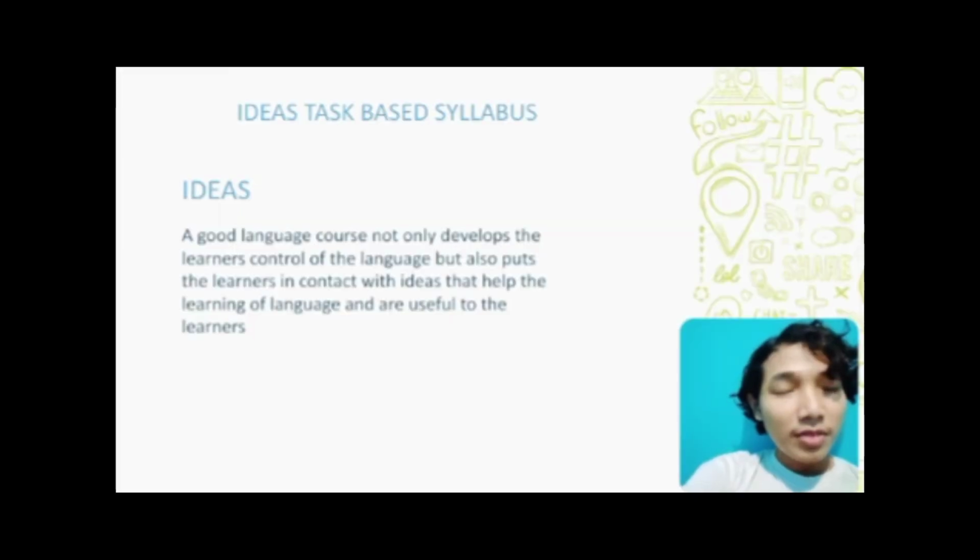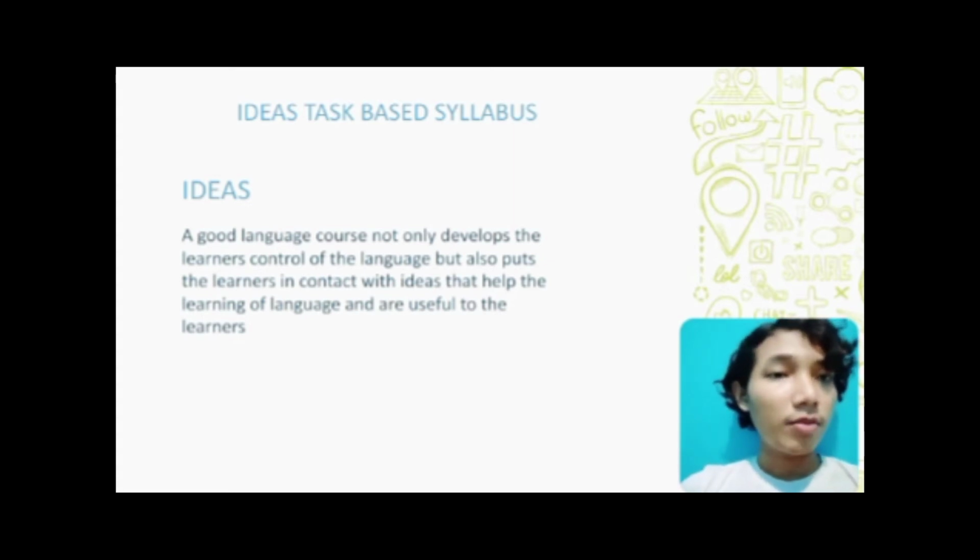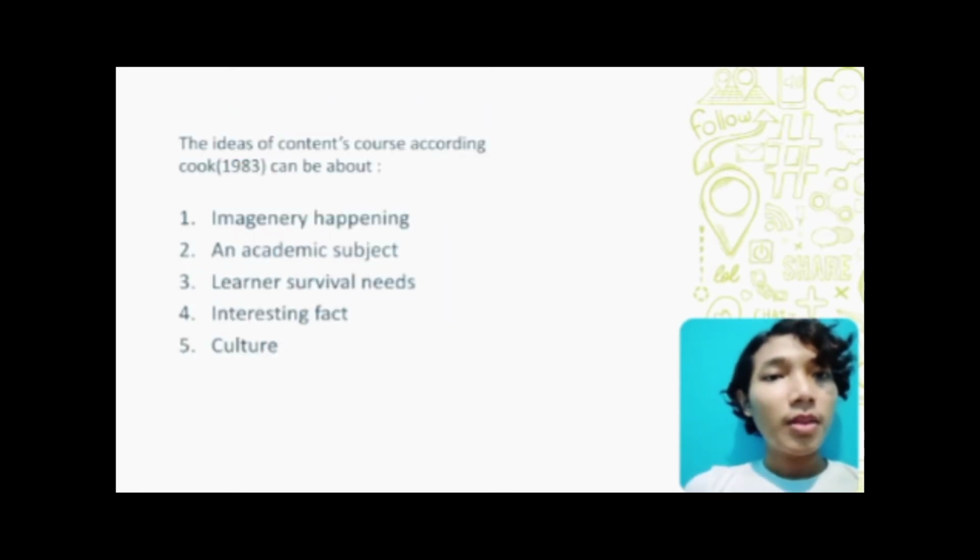My name is Ihlasul Amal F.A, and we are going to be back again, and I'm going to explain about the ideas in text-based syllabus. The first idea: what is the meaning of the idea and what is the impact of idea in this learning? First, a good language course not only develops the learner's control of the language, but also puts the learner in contact with ideas that help the learning of language and are useful to the learners. There are 5 categories, according to Cook, 1983: the first imaginary happening, second an academic subject, third learner survival needs, fourth interesting fact, and fifth the culture.